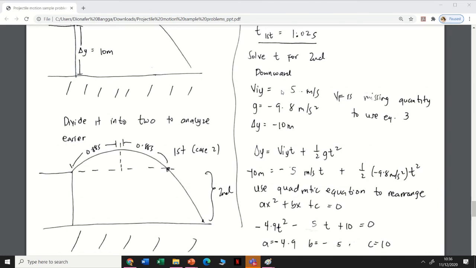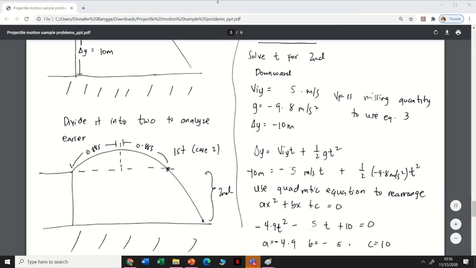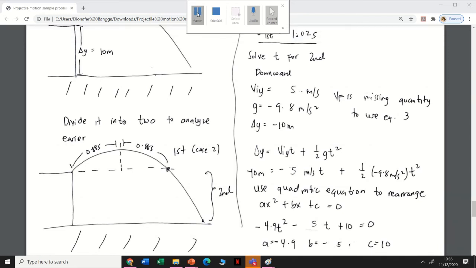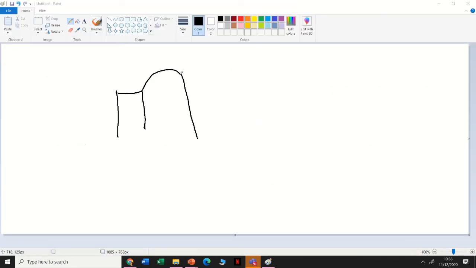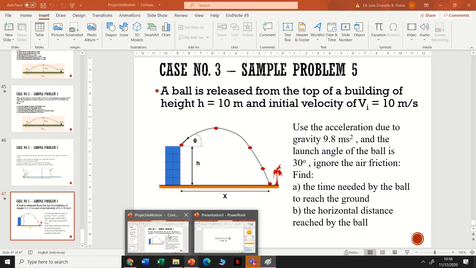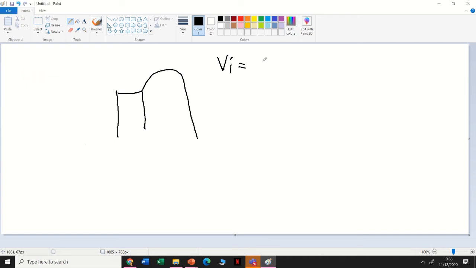So, how did I get VIY as negative 5 meters per second? Where did I get that value? So, the VIY actually came from our initial velocity. So, we are initially given a while ago of a velocity, diba, our initial velocity for the projectile is equal to 10 meters per second. So, where is that point? That is in this starting point. In here. Yan siya. Dito siya.